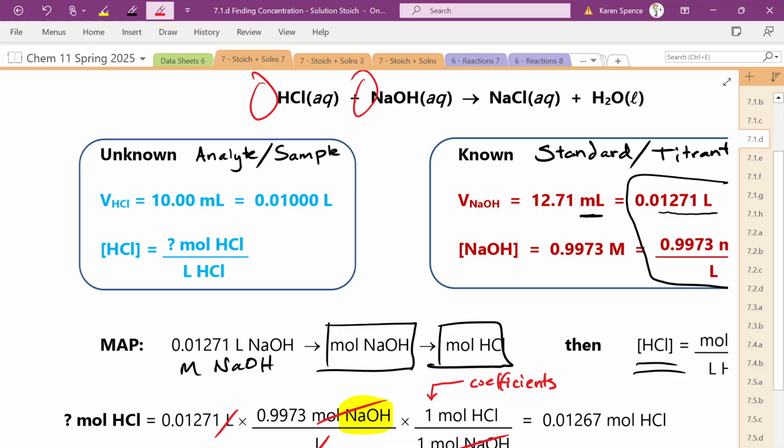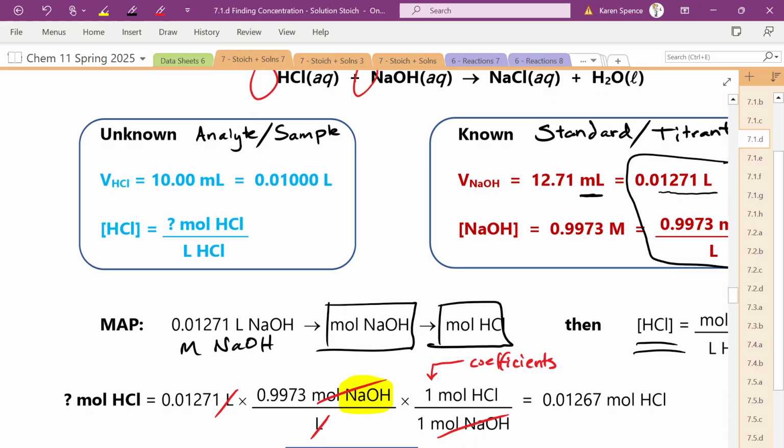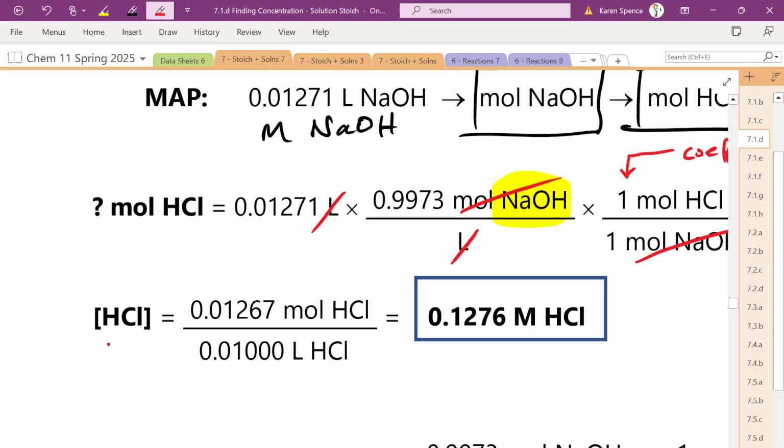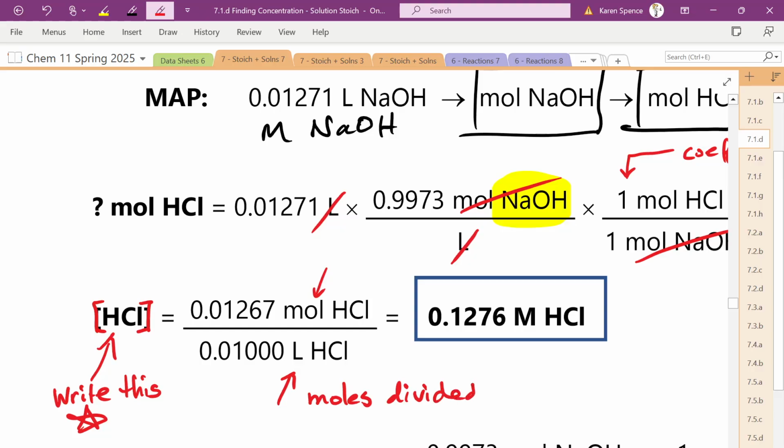So step 1, find the moles of NaOH, your known. Step 2, find the moles of HCl, your unknown. Now we want to find concentration of HCl. Write this. Square brackets around HCl equals, and then you put your moles and you divide by your liters. Moles divided by liters. You cannot find molarity by converting it. You cannot take moles and convert them into molarity.